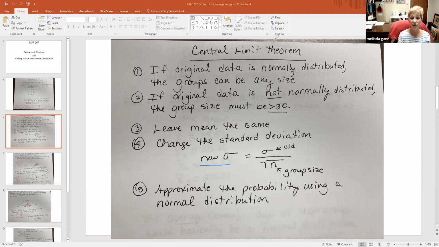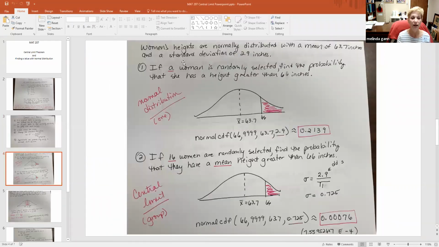So you're going to work the problems the same way that you did before. You're going to draw the picture and use the calculator. Okay? So let me do one of each to contrast it and make sure we're clear. All right, look at this problem. This problem says that women's heights are normally distributed with a mean of 63.7 inches and a standard deviation of 2.9 inches. That's what I would tell you in the problem, or in the directions.